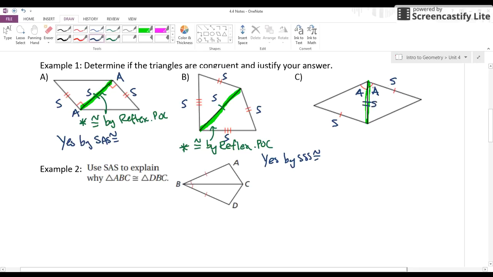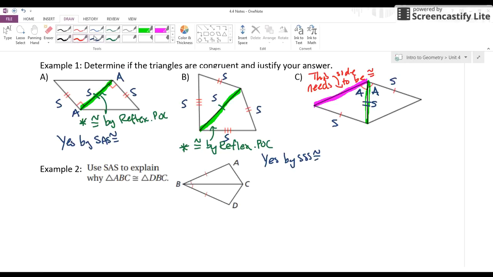Does it follow SAS for both of the triangles? Hopefully you're seeing it doesn't, because for this angle to be included on the left triangle, we need this to be the other side, right? Since we don't have any information about this side, we can't say the triangles are congruent. So again, that side needs to be congruent for it to be included, because this angle A right here that I labeled A right here, it's not touching this S at the bottom.